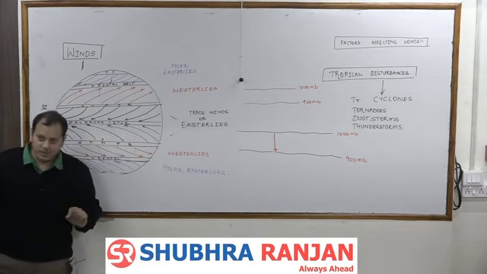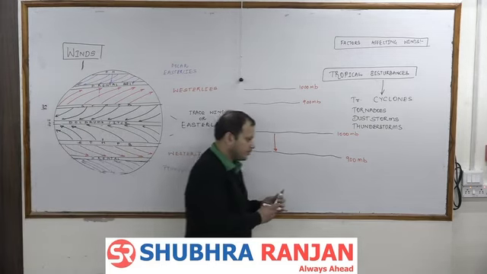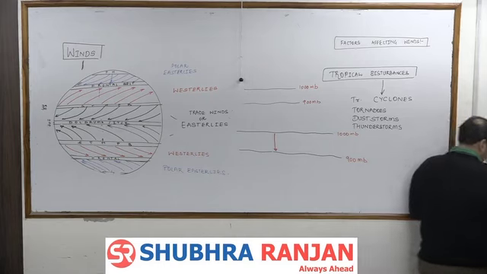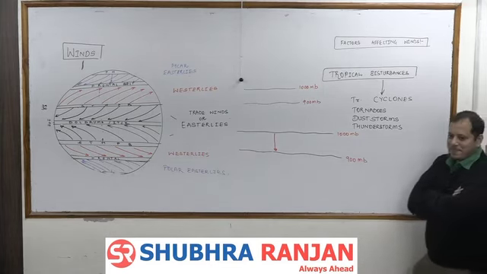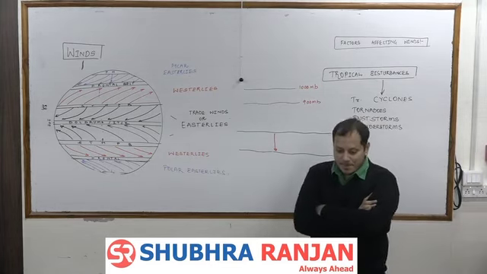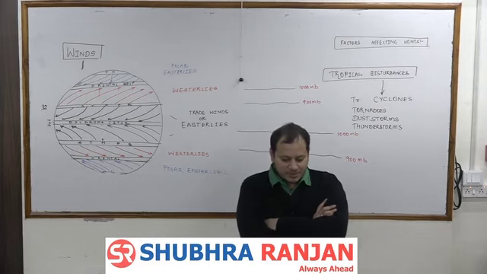In other words, you can note, normal winds flow perpendicular to the isobars.